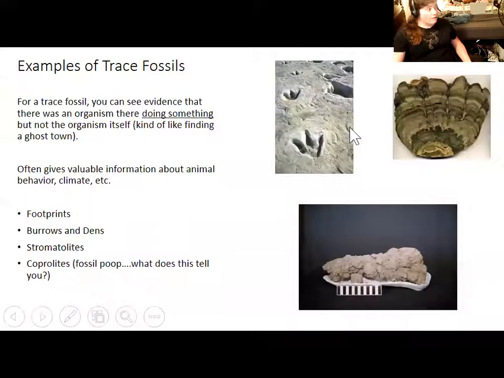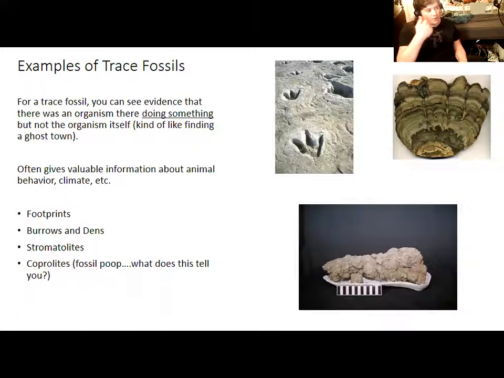Now, actual trace fossils are stuff like this. This is fossilized poop. That is called a coprolite, actually. But we also have footprints, stromatolites, like I mentioned before. And by the way, poop is very useful because if we can figure out what type of animal it belonged to, we can figure out what that animal ate, and make other guesses about its internal anatomy. And these are all cases where we can know the animal was doing something, walking, building burrows, pooping, but we don't have the organism itself.